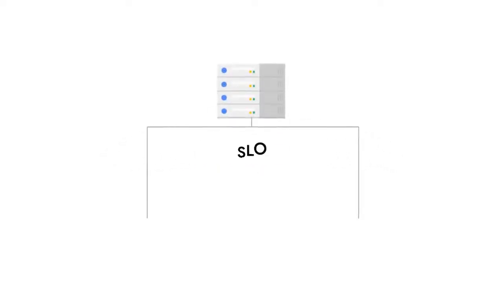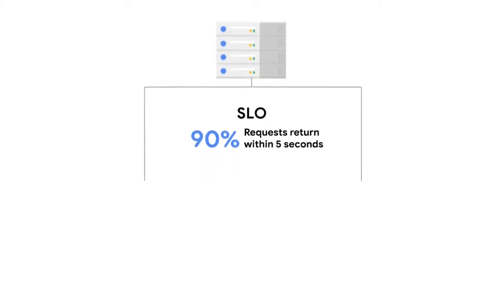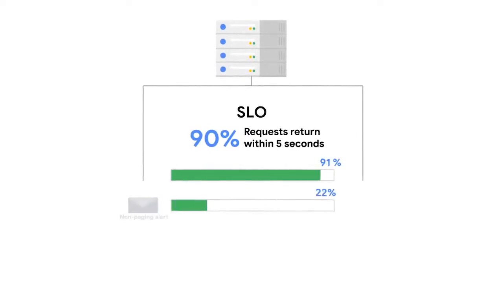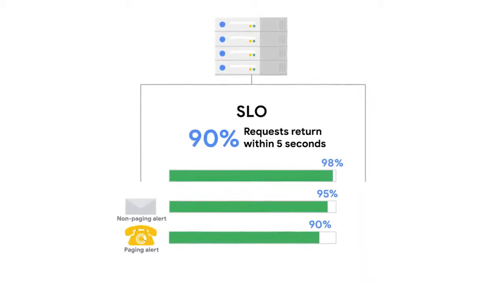Say you have a service with an SLO that says that at least 90% of the requests should return within 5 seconds. To know if your service is behaving correctly, you need to measure how many of the total requests are returning within those 5 seconds. And you want that number to always be above 90%. So, you might set up a non-paging alert to notify you if less than 95% return within 5 seconds, and a paging alert if less than 90% return promptly.